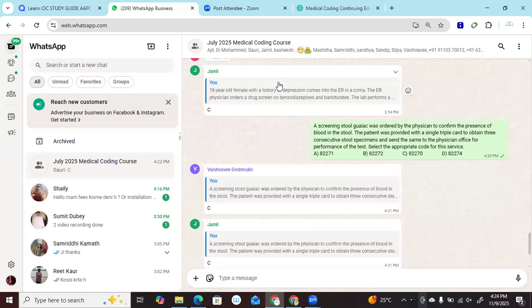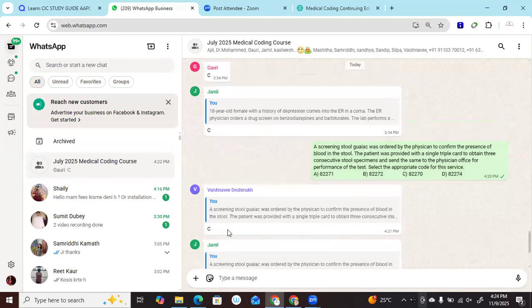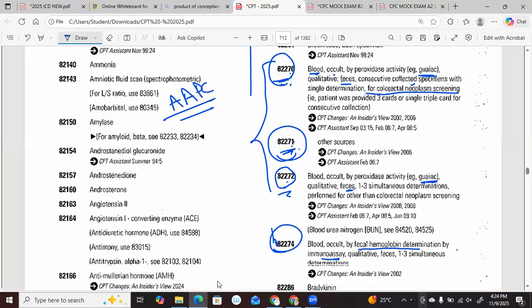I just realized that I was speaking on mute. Okay, so now I have a question. Why did you guys use 82270 for a colorectal screening? How did you identify that the patient is coming for the colorectal screening? 70 is for colorectal screening, right? How did you identify that?